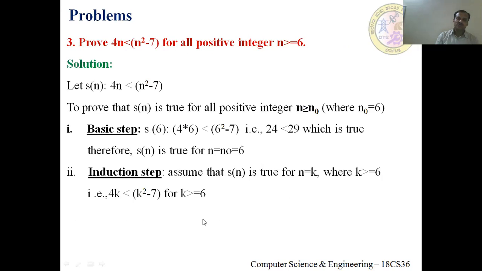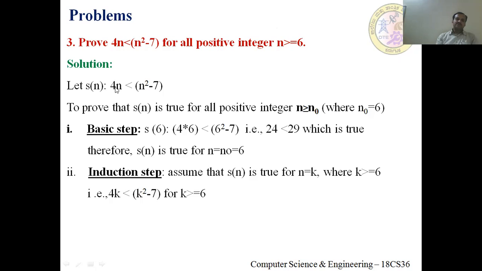Next, we move on to one more inequality problem. Prove that 4n is less than n square minus 7 for all positive integers n greater than or equal to 6. As I already mentioned, the value of n need not always start from 1. It may start from any arbitrary positive integer.